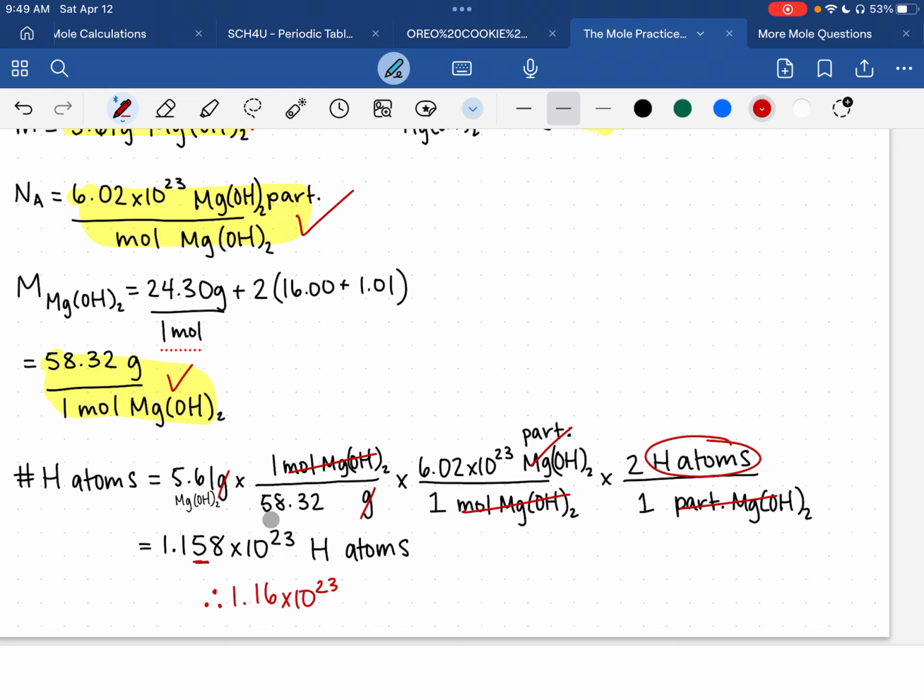Careful you don't drop the 23. I've seen people do it before. That's important to keep in there. 1.16 times 10 to the 23 hydrogen atoms.